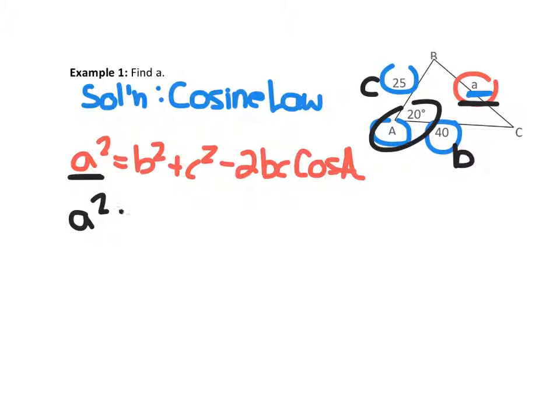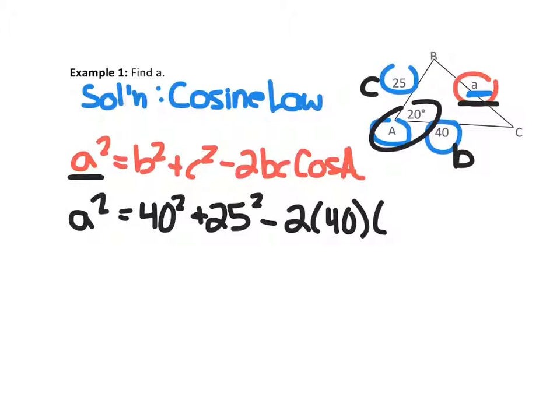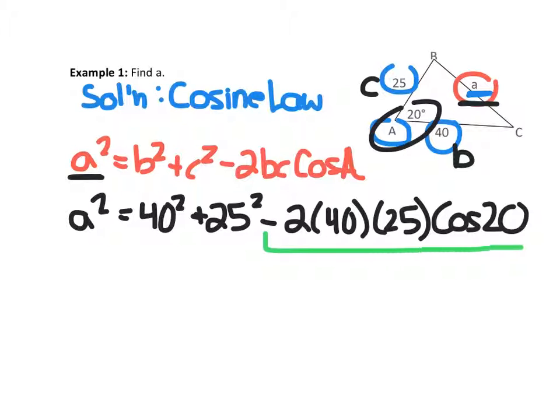So I have a squared equals 40 squared plus 25 squared minus 2 times 40 times 25 times cos 20. And when you guys are solving this, I want you to solve it in two separate parts. I want you to solve this as one part and this as one part, and then we can combine them. So let's do that.